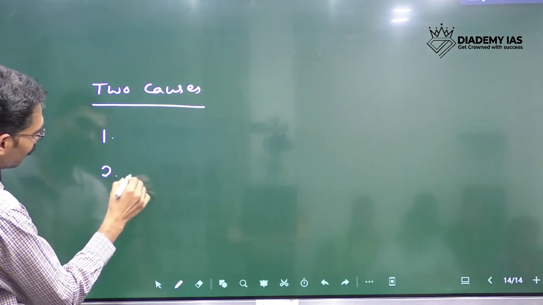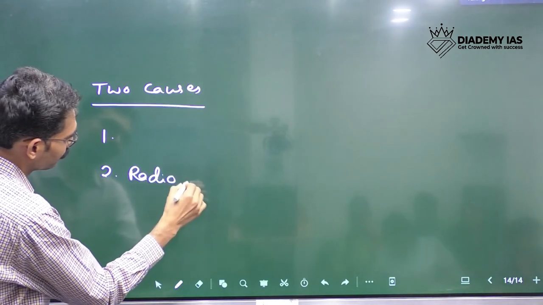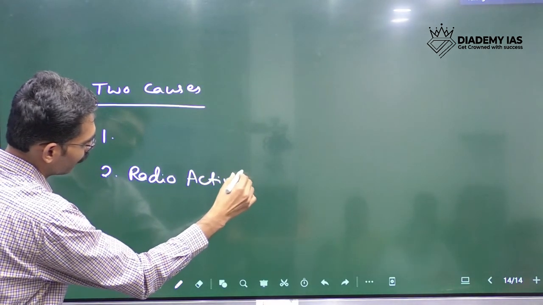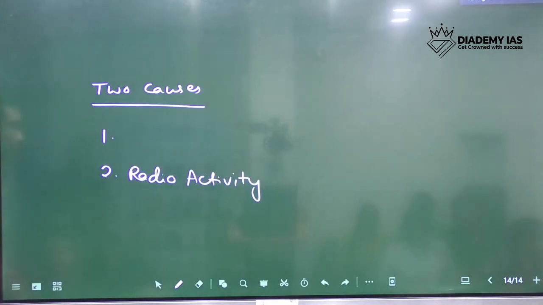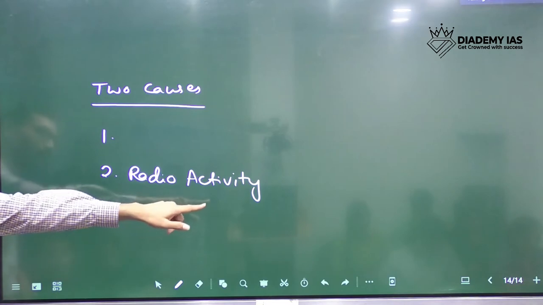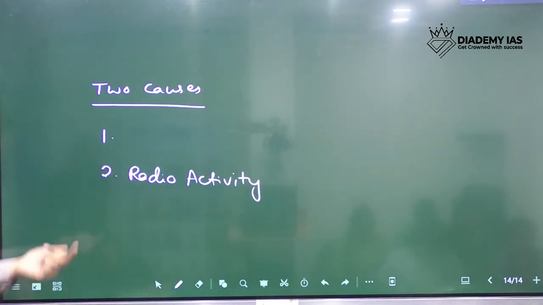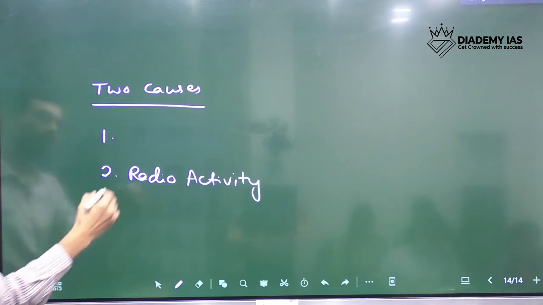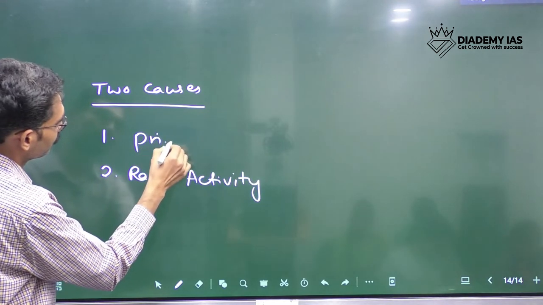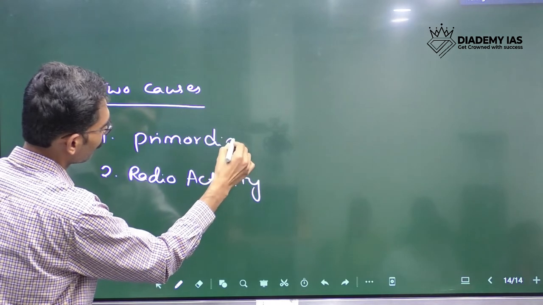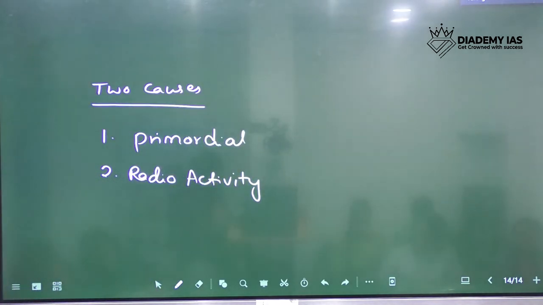The second one is radioactivity. Initially we have seen different types of elements. Radium, thorium and other radioactive elements are there. Because of those radioactive elements, there are continuous explosions within the earth and that is causing temperature differences. Primordial temperature, radioactivity.